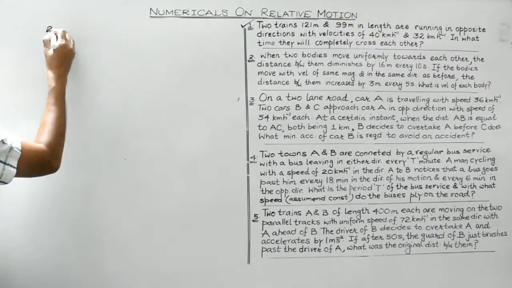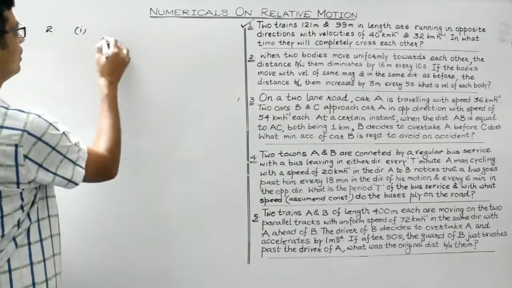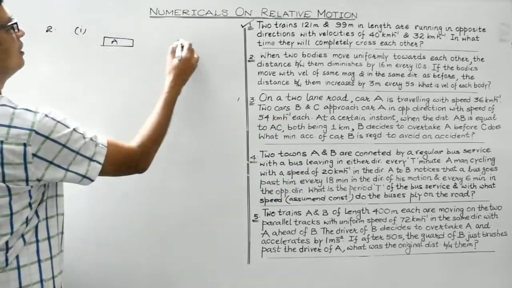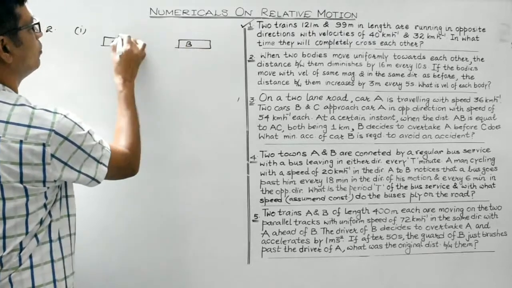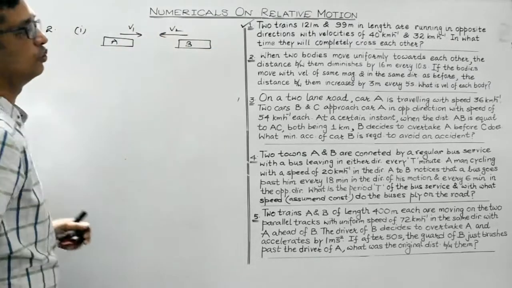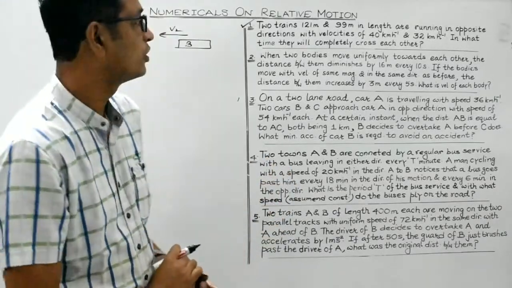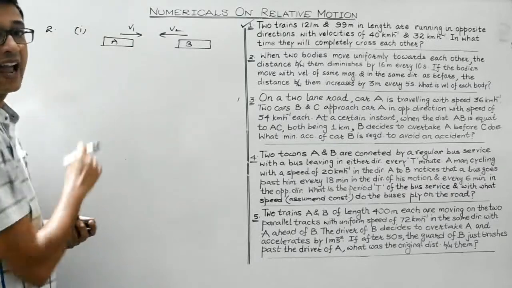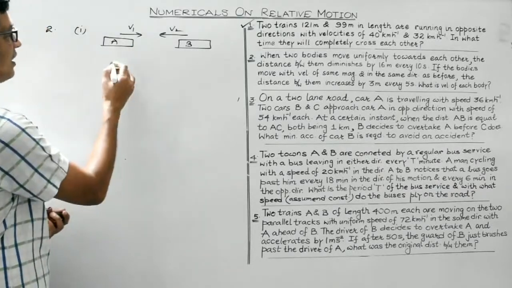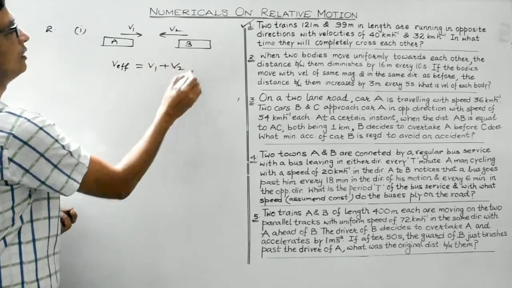So, there are 2 cases basically. First is the two bodies moving towards each other. This is body A, this is body B. They are moving towards each other. Suppose it is V1 and it is V2. They are moving towards each other. So what will be the effective speed in this case? It will get added up, right? In this case, effective speed would be equal to V1 plus V2.